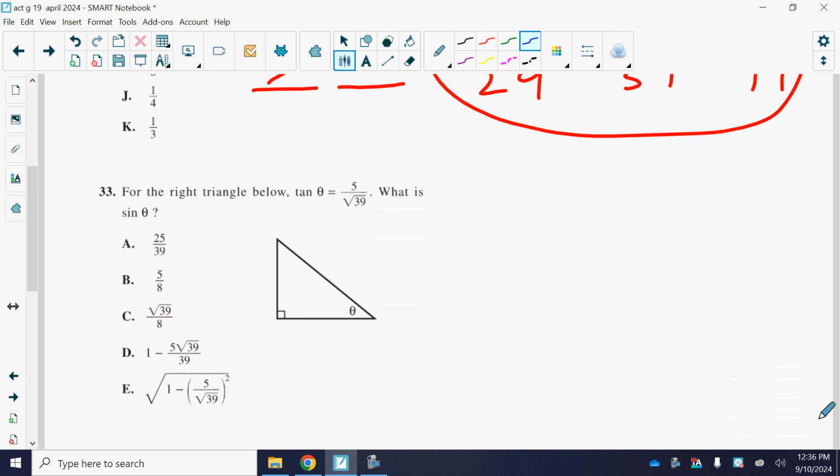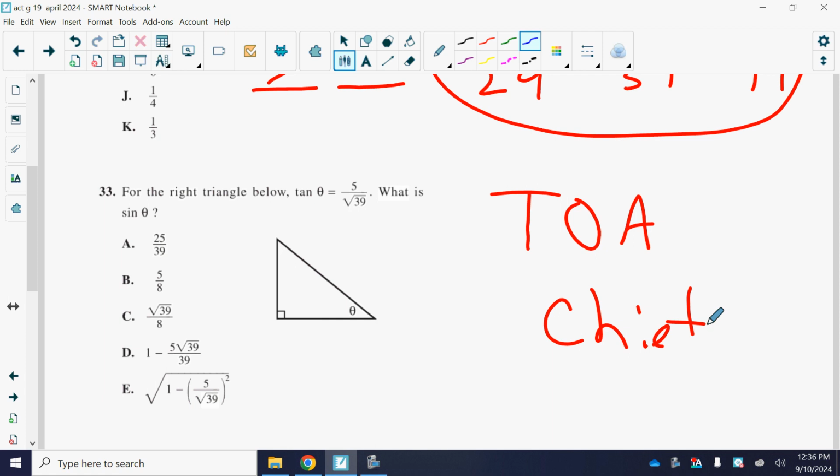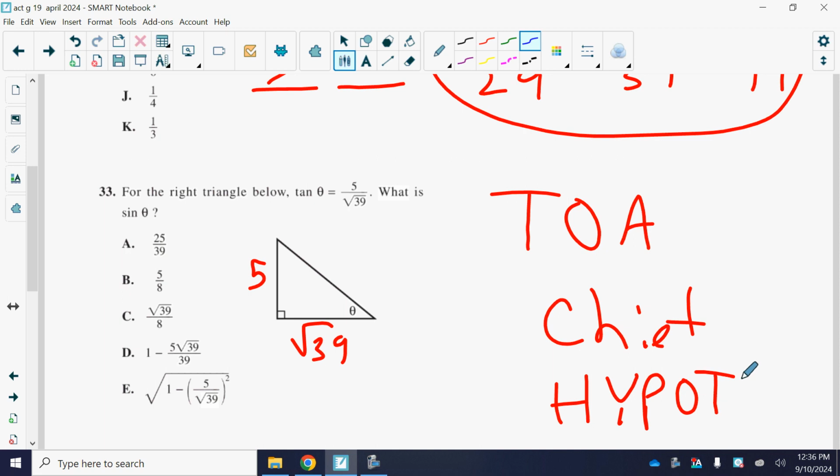Tangent theta. Tangent, SOHCAHTOA, program chief. TOA is 5 over root 39. Then you use program hypot. Entering these 2 numbers, it'll get you the hypotenuse of 8. Then, what's the sine of theta? Back to chief. It's the opposite over the hypotenuse. The ratio is 5 to 8, B.